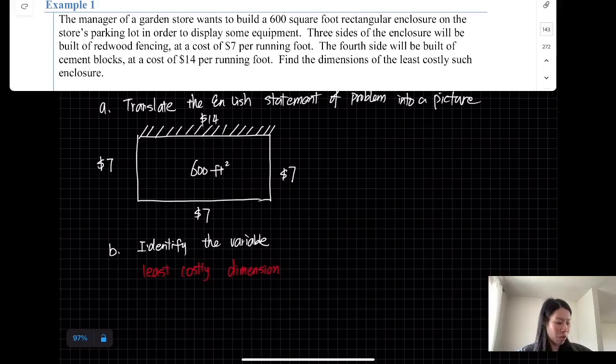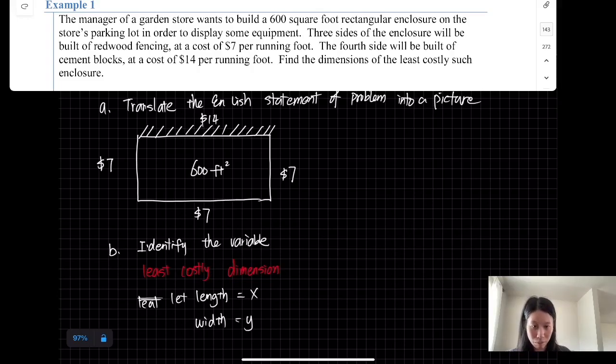Okay, so in our case, since this is rectangular, we have two dimensions, x and y. We can let the length equal x and the width equal y. Either way, it doesn't matter which one you decide because you end up solving for the same value. So if this is x, I'm going to label it on my graph x and y and y.